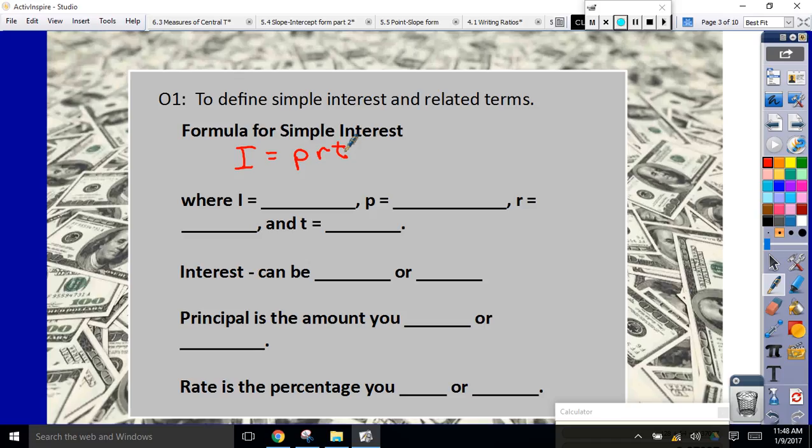So I stands for interest. More specifically, it's simple interest. There's something else called compound interest. You can't find that this way. So I stands for interest, P stands for the principal, and we're going to talk about what that is in a second. R stands for rate, and T stands for time.